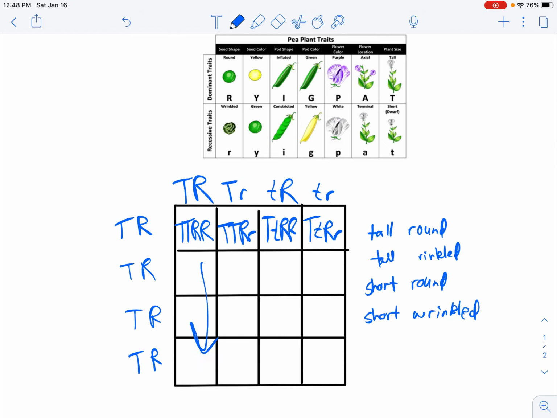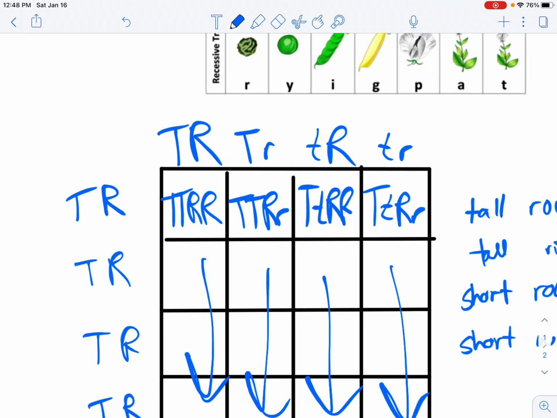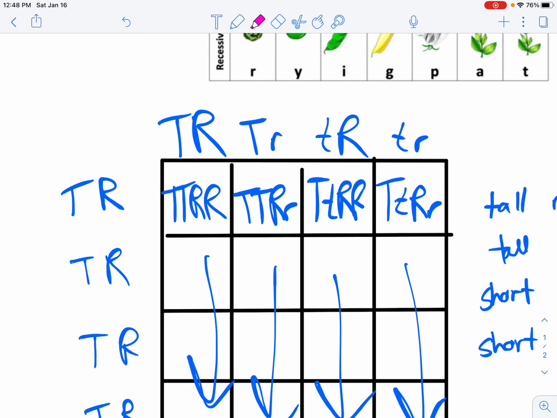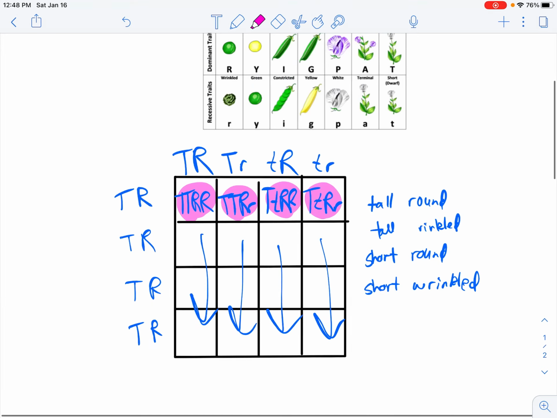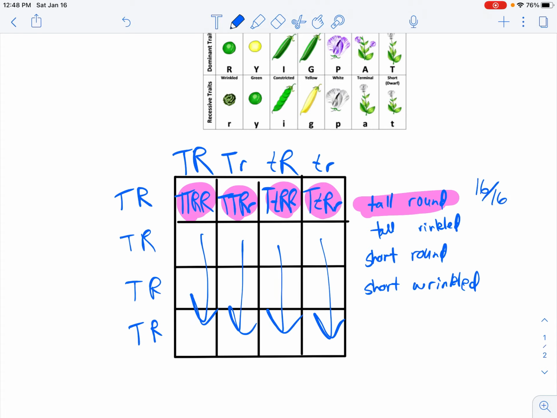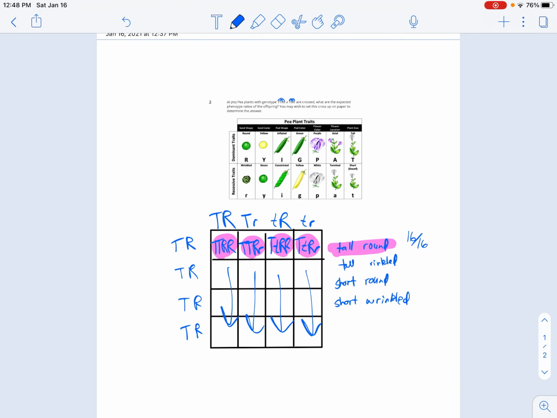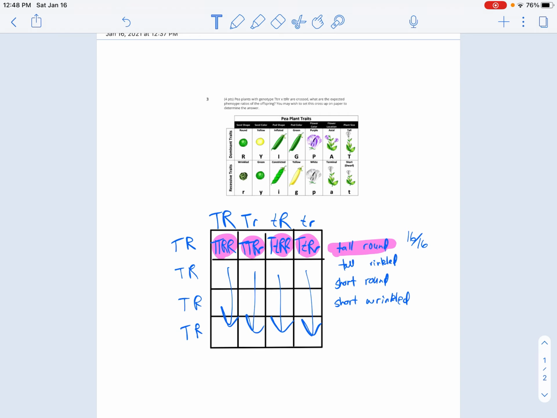As you look at these, those will be the same for all of them. This is tall and round. This is tall and round. This is tall and round. This is tall and round. Even though they're not all the same genotype, they all have the same phenotype. So tall and round happens to be 16 out of 16 of those squares, 100%. Okay.